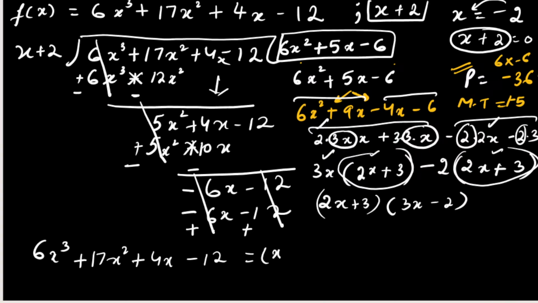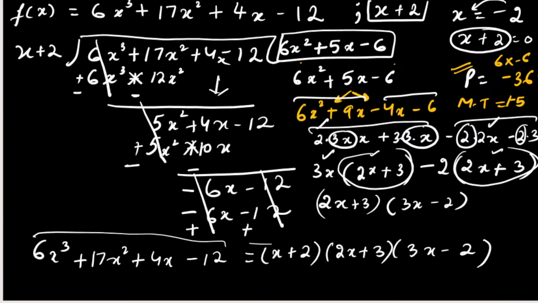So we can just write it as x plus 2, 2x plus 3 and 3x minus 2. That's it. This was the cubic polynomial and we found its factors. So the factors are x plus 2, 3x minus 2 and 2x plus 3. Shreyasi, you have written it wrong. It is 2x plus 3.